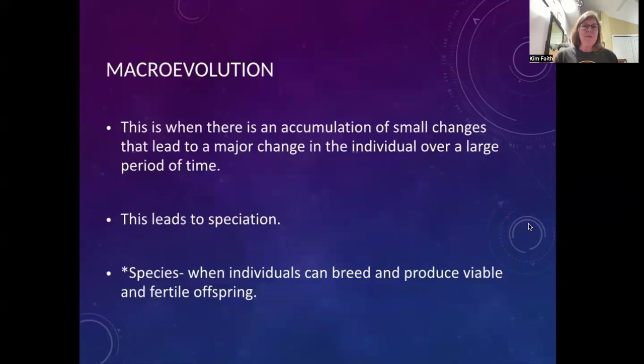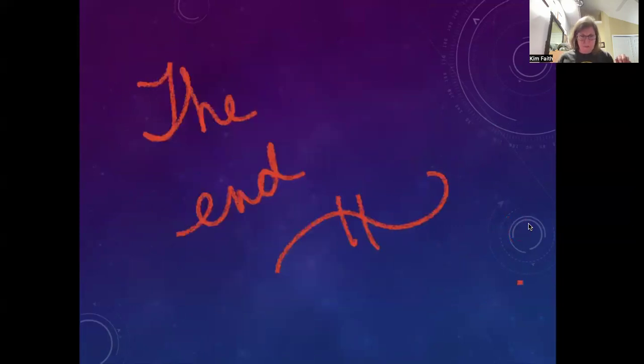So macroevolution is where we have all these small changes that accumulate and become bigger and bigger over a period of time that eventually could lead to speciation. So again, species, this is when an individual can breed and produce viable and fertile offspring. When we're talking about macro, we're talking about going from fish to amphibians to reptiles. We've kind of been talking about that. So we've got to understand the micro before we go macro.